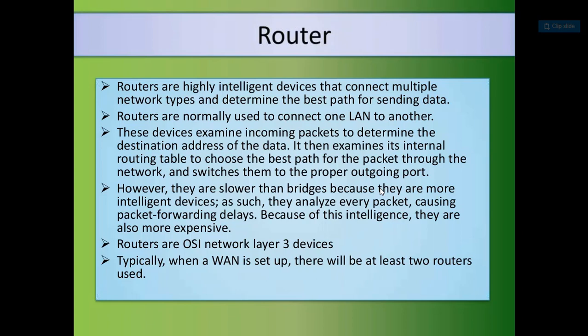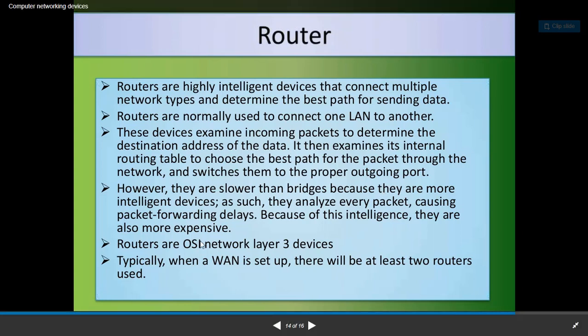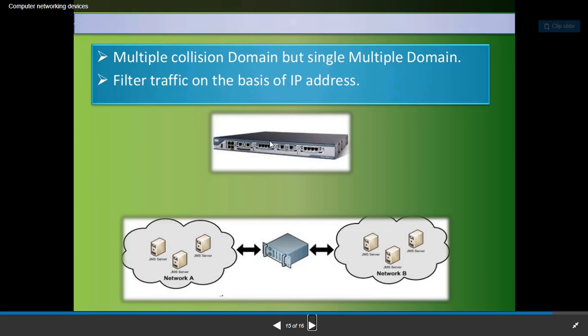However, they are slower than bridges because they are more intelligent devices. As such, they analyze every packet, causing packet forwarding delay. Because of the intelligence, they are more expensive, right? Typically, when a WAN is set up, there will be at least two routers used, one on both sides actually. Multiple collision domain, but single broadcast domain. You don't have to worry about these things.